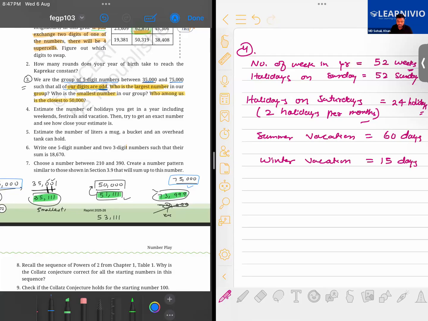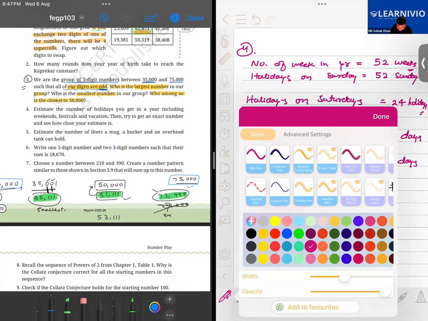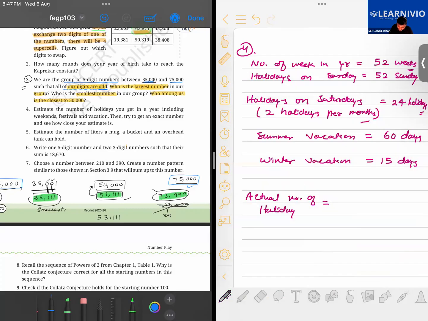So thereby, the actual number of holidays in the entire year will be the sum of all these, right? That's going to be how much? 52 plus 52 plus 24 and then 60 and then 15.